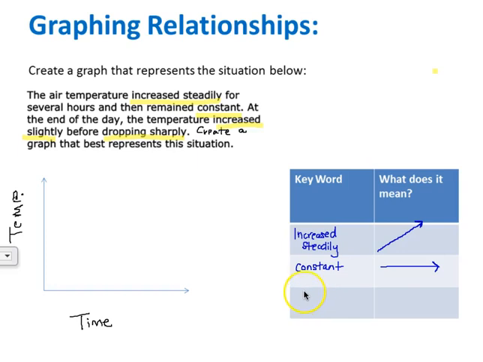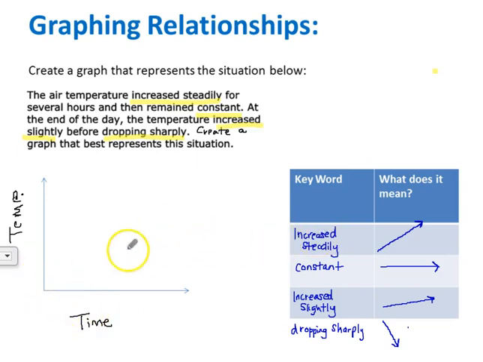The next one is increase slightly. And we know increase slightly means going up again. It's not increasing drastically, so we can show a small slope to show increasing slightly. And then the last term we have is dropping sharply. And that means decreasing, and our slope's going to be pretty dramatic to show that it's dropping sharply. So now let's put this all together on a graph to show the temperature changing over time.